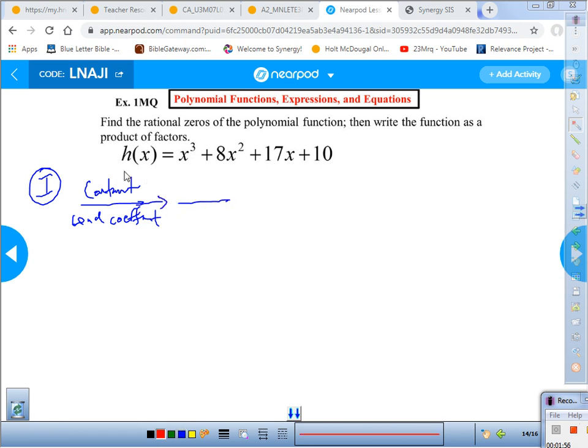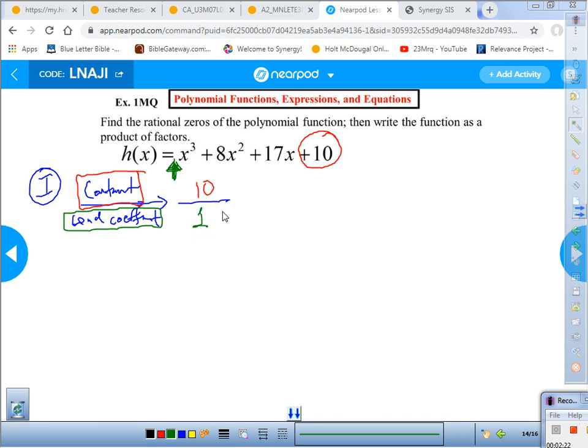So I need a constant. What's my constant? My constant is 10. I need a leading coefficient. Leading coefficient, by looking at it in standard form, the first term, it's the number that leads the whole polynomial, that's multiplying the variable. What's that number? If there is no number, then it's a what? 1.